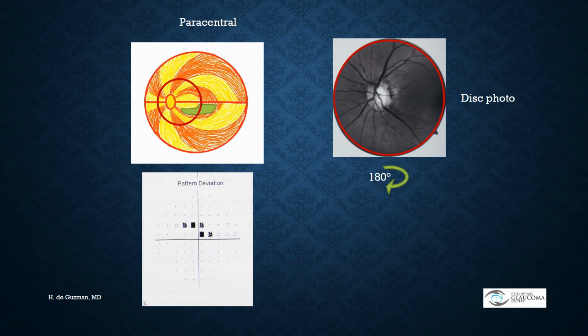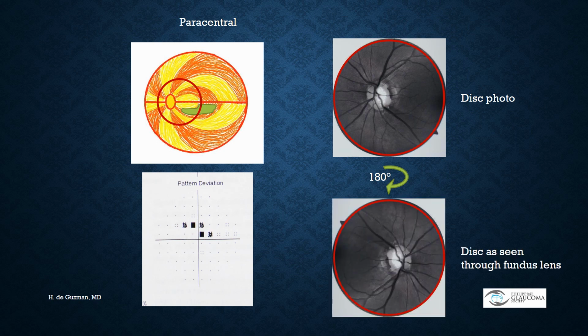The problem occurs when we are actually looking at the slit lamp. We need to rotate this image 180 degrees in our mind so that it will be the same orientation as this disc photo and schematic diagram, so that we can start to compare it or interpret it with the visual field. So we need to practice rotating what we see at the slit lamp in our minds 180 degrees. And the only thing we can do to get good at that is to practice.